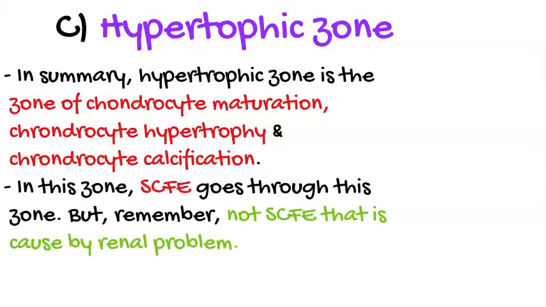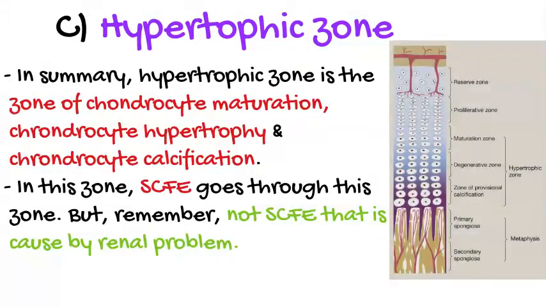In this zone, SCFE, slipped capital femoral epiphysis, goes through this zone. But remember, not the slipped capital femoral epiphysis, SCFE, that is caused by a renal problem.